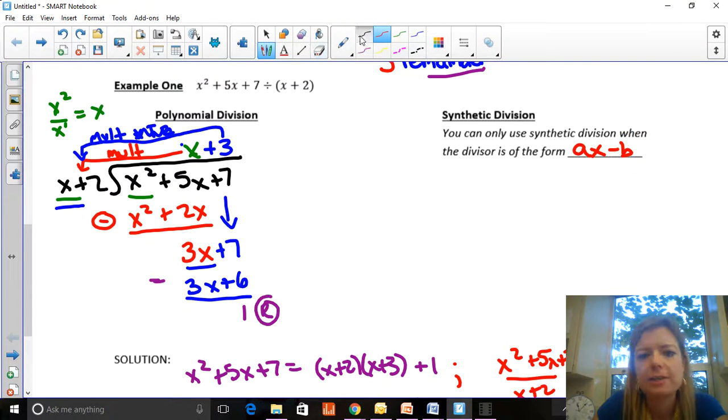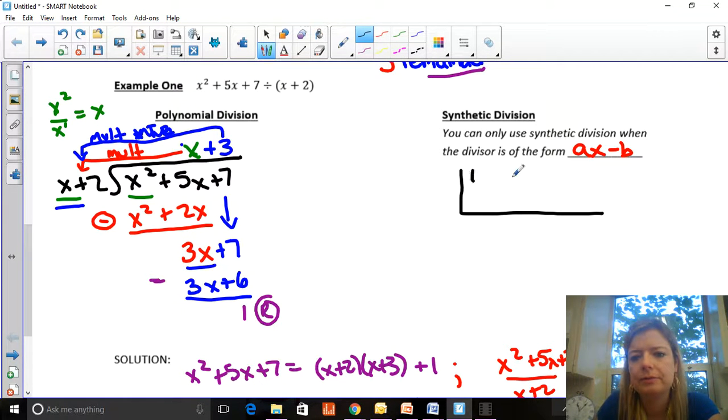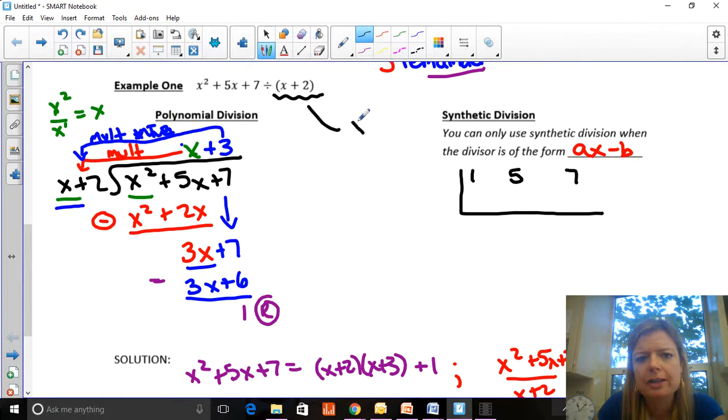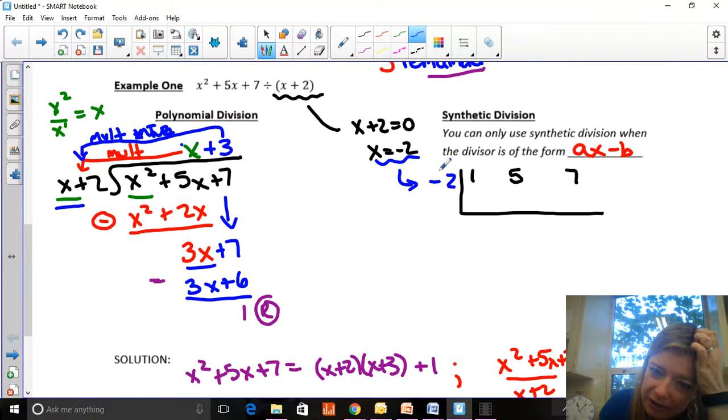So how this works is you set up a big L because you're going to have 2 rows of numbers in this L. And this top row of numbers are just the coefficients of the dividend. So a 1, a 5, and a 7. Okay, and you divide by whatever makes the divisor equal to 0. So x plus 2 equals 0 gives you x is equal to minus 2. So that is the number that you're putting here. Okay, so the number that makes the divisor 0 is what you put here.